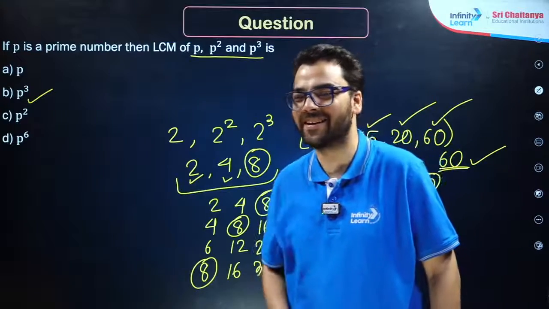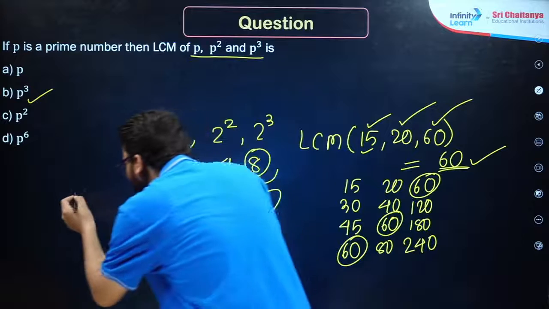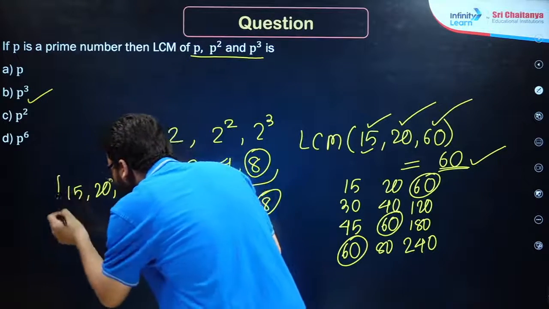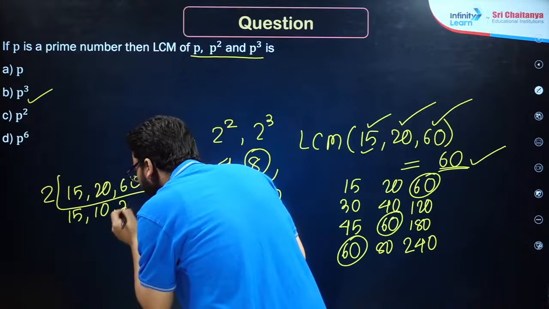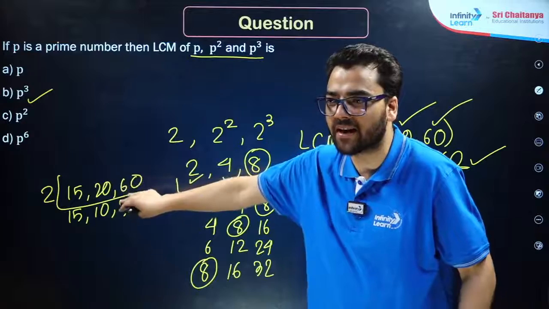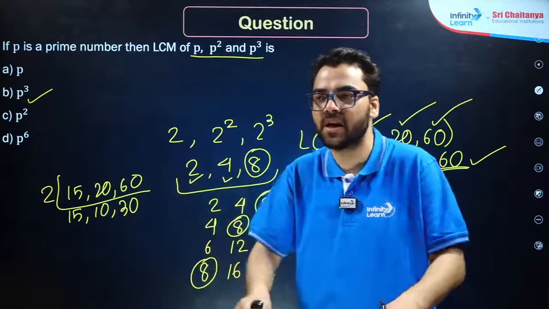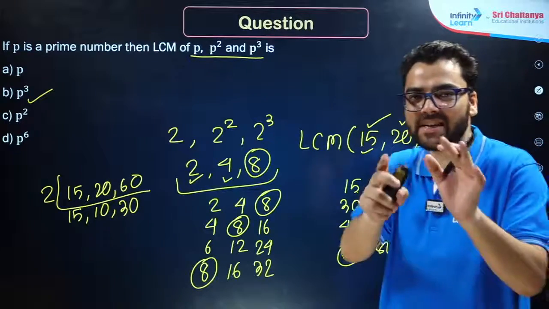You got my point? So every time you don't have to find LCM by doing this. If you are doing this thing, you are wasting time. Many students do that in grade 10 as well, like this: 2, 15, 10, 30, and then they will keep on doing that. You got that? It will take too much time. Don't do it like this. Most of the times, you can find LCM orally.